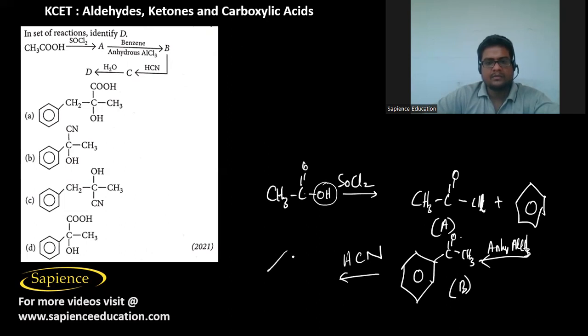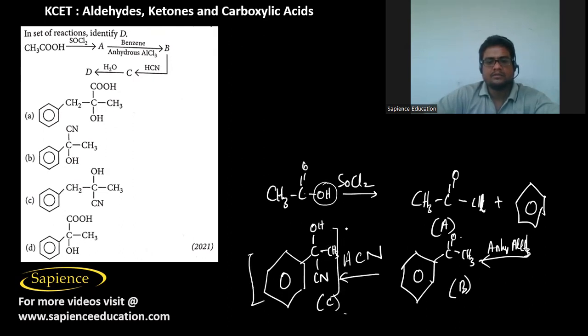Then here it will form, the CN minus ion will attack here. It will form the compound C, which is C(OH) and here it will have CN CH3. This is the compound C, and here one minus charge will be formed.